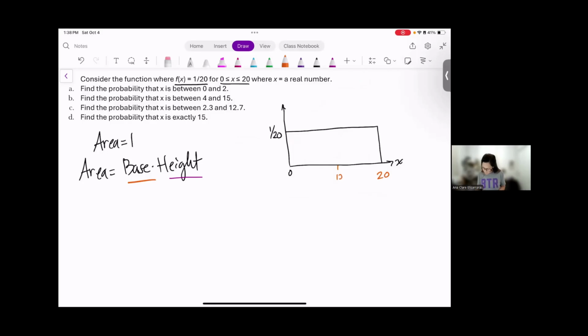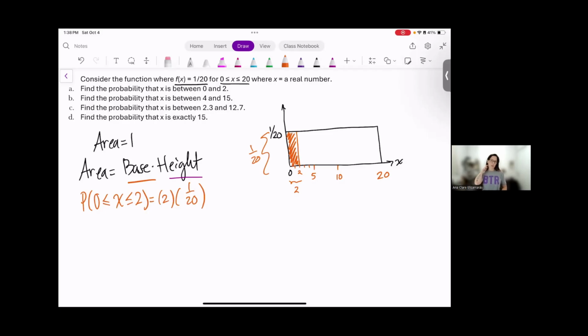And let's say that this is 10, this would be 5, then this would be 2. And so I want to know the probability of being in this region. So I'm calculating the portion of that region. How much is that? So again, that is a rectangle, but the base here is 2 and the height is still 1 over 20. So I would find the probability that x is between 0 and 2.